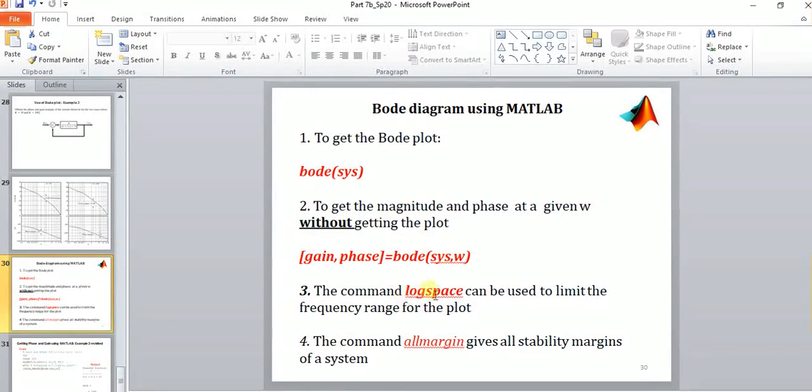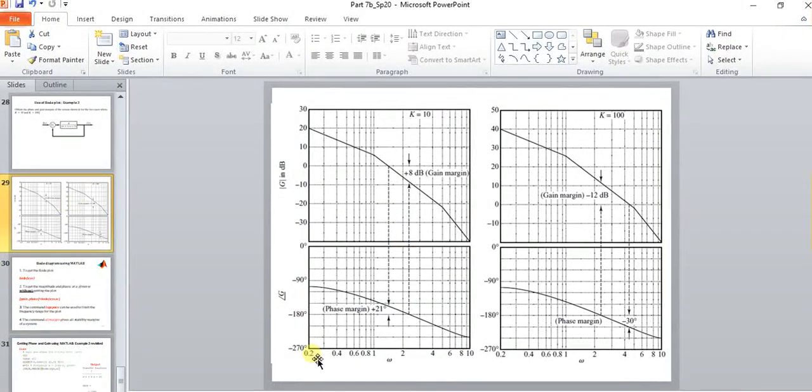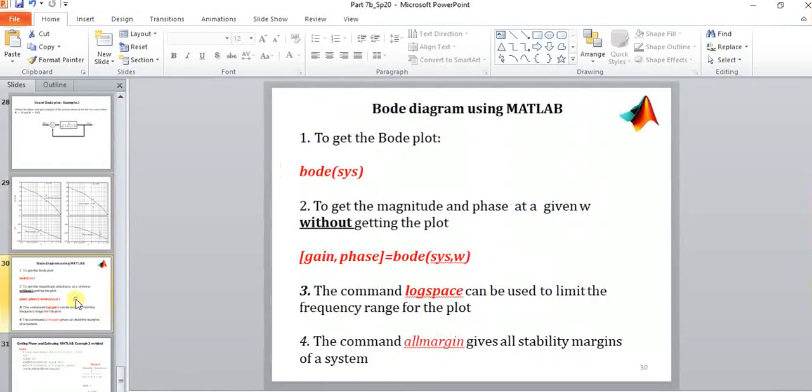The command logspace can be used to limit the frequency range for the plot. This means, for example, in this graph, the frequency goes from 0.2 to 10 rad per second. If I want to change this range, then I can use the logspace command. If you want to know all the margins, gain margin, phase margin, then the command allmargin can be used.